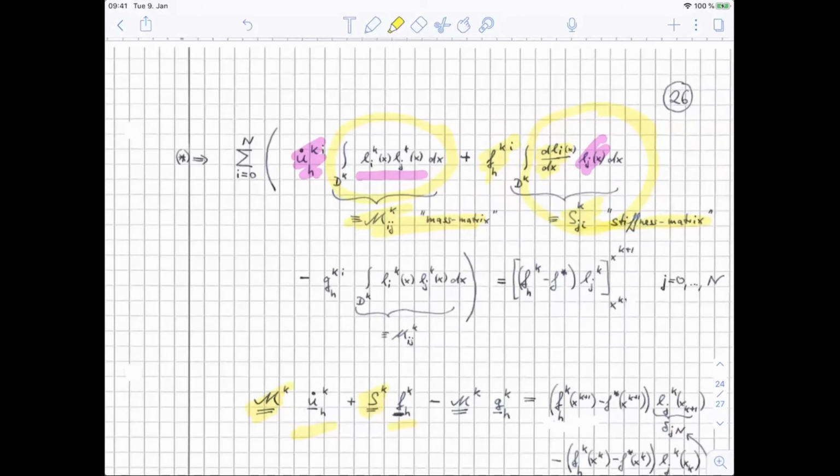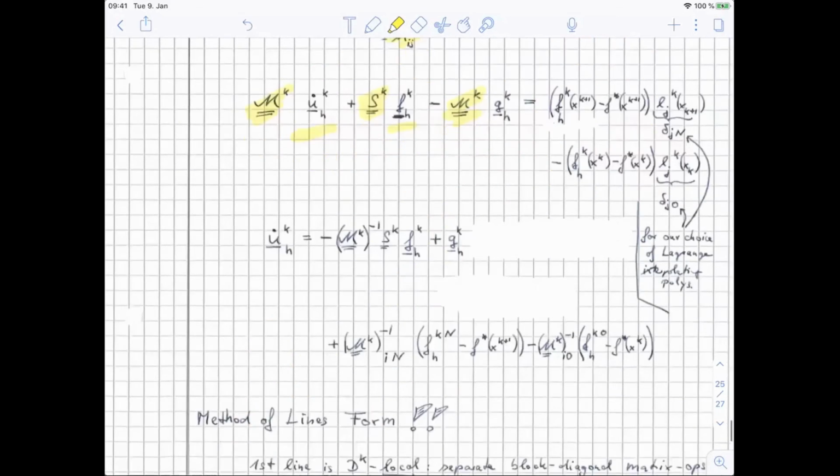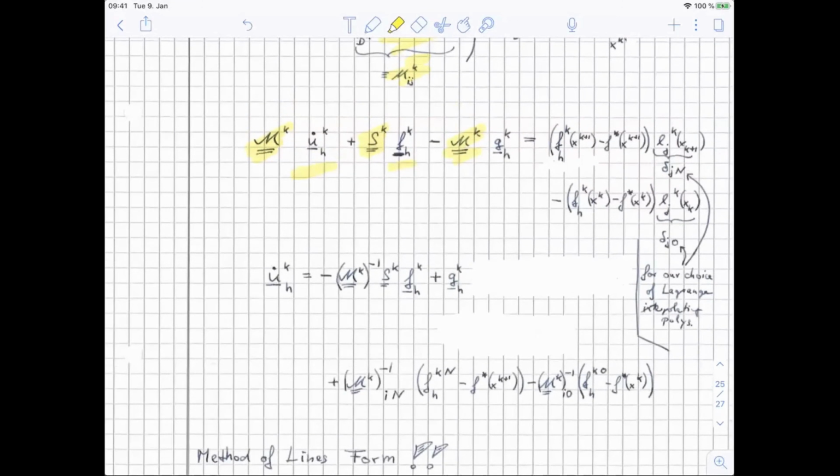And for the G term, we again have inner products of two basis functions. We have the mass matrix again. The mass matrix and the S can be pre-computed. They only depend on the basis functions. And if we're now dividing through by the mass matrix, we end up with this set of equations here.